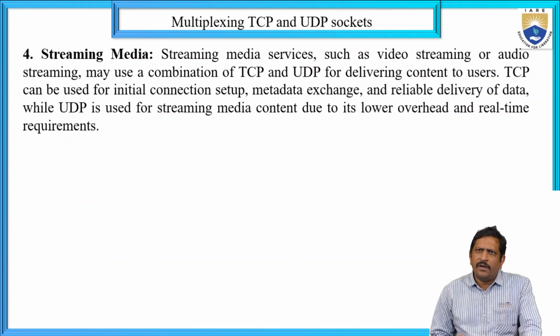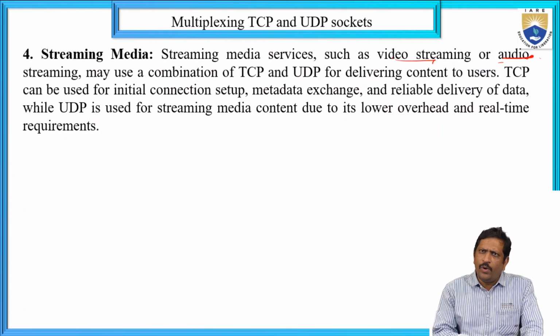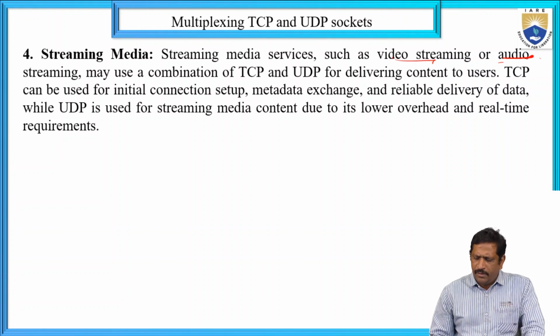Whatever the content, that means video streaming content or audio streaming content, these are the content that can be delivered to the end users. TCP can be used for initial connection setups, metadata exchange and reliable delivery of the data. And UDP is used for streaming media content due to its lower overhead and real-time requirements. This is about the streaming media.